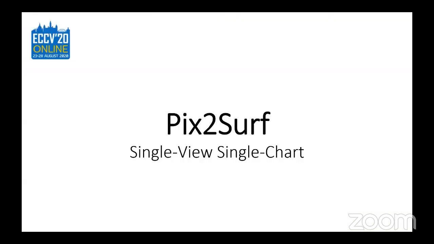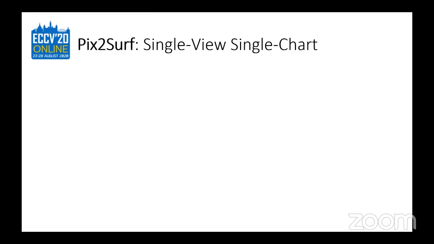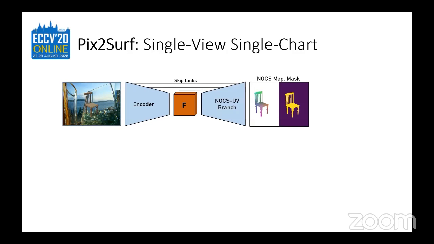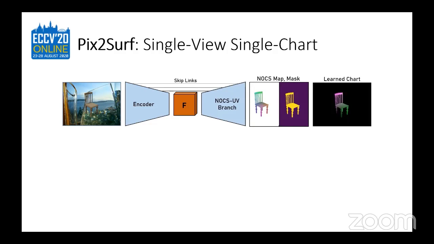We first describe the single view, single chart version of Pix2Surf. Given a single input image, we use an encoder to extract image features. The Knox UV branch then predicts the Knox map and mask for the object. Note that the Knox map here is not our final 3D output, but acts as an intermediate supervision signal for the network. In addition, we also predict a 2-channel output where we see the emergence of a learned UV map or chart. The visualization on the top right is in image space.